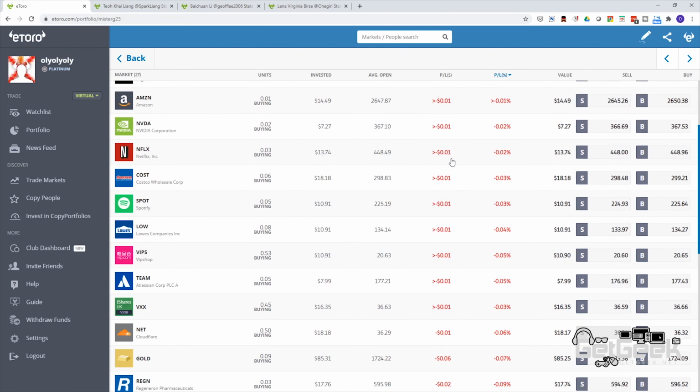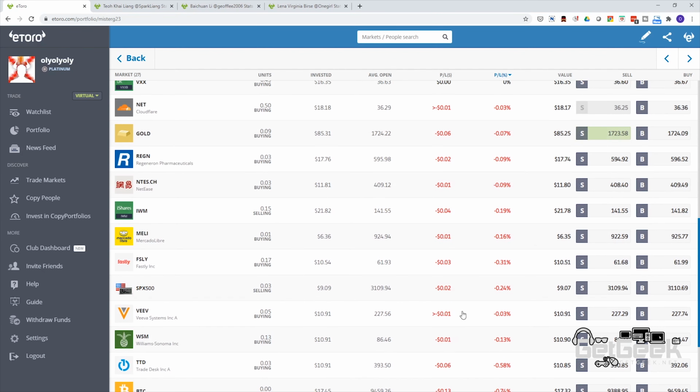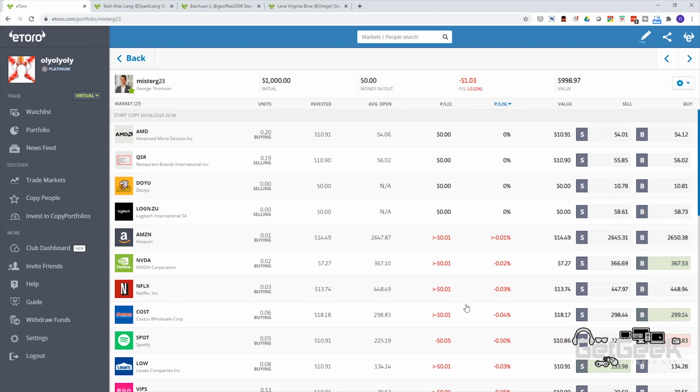So some of these are already at a loss. Now this is just to do with the buy and sell spread. Basically you can never sell it straight away for the price you've bought it for, and there's a difference between the buy and the sell price.